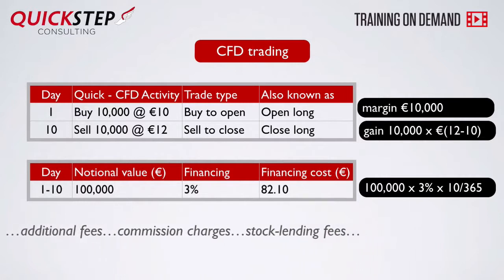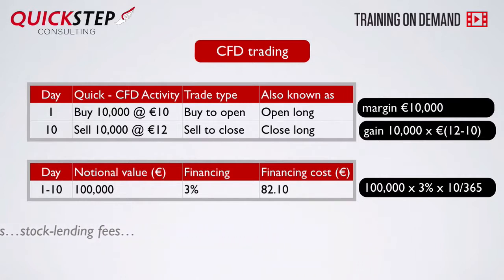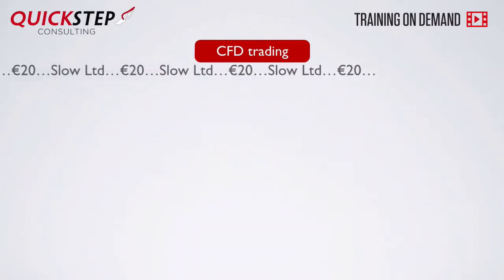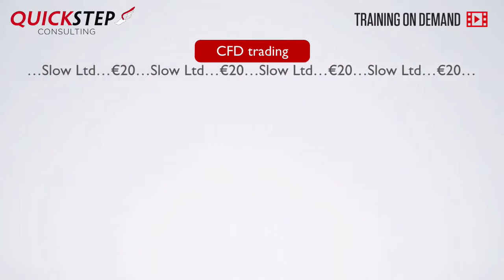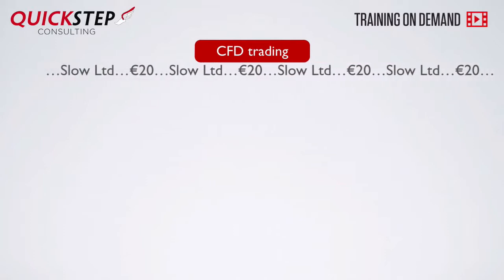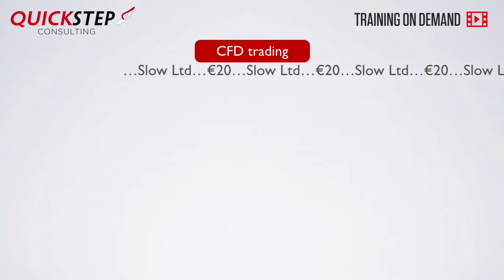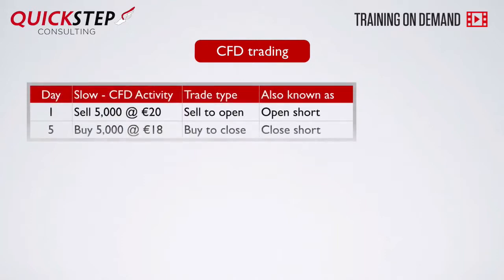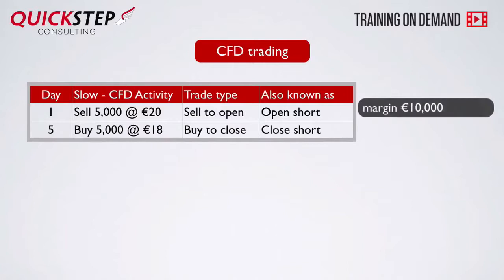That fund was bullish on Quick Limited, so created a long CFD position. The same investment manager holds a negative view on Slow Limited. Slow is trading at €20 per share. Thinking that the price will fall, the fund executes a sell to open, and thus creates a short position. The fund sells 5,000 CFDs. The fund sold 5,000 Slow CFDs at a price of €20.